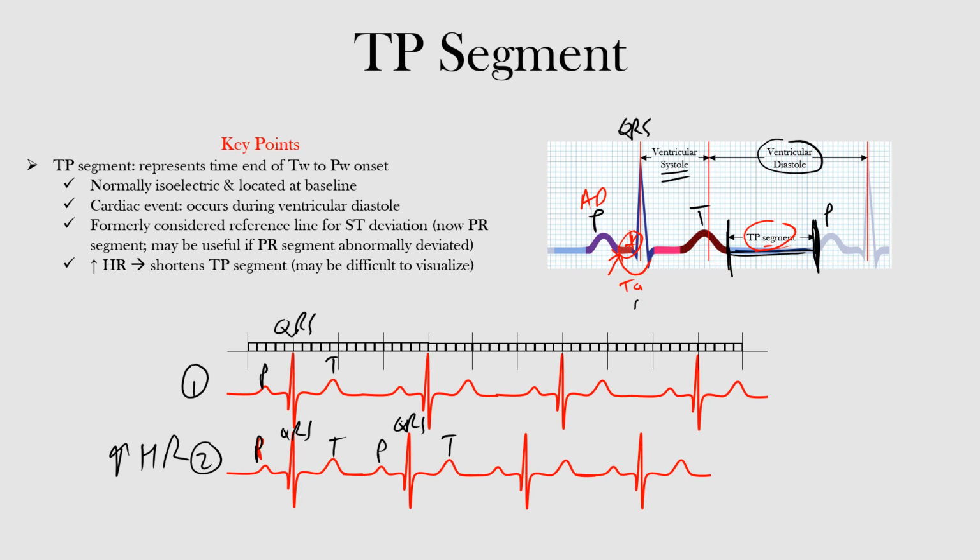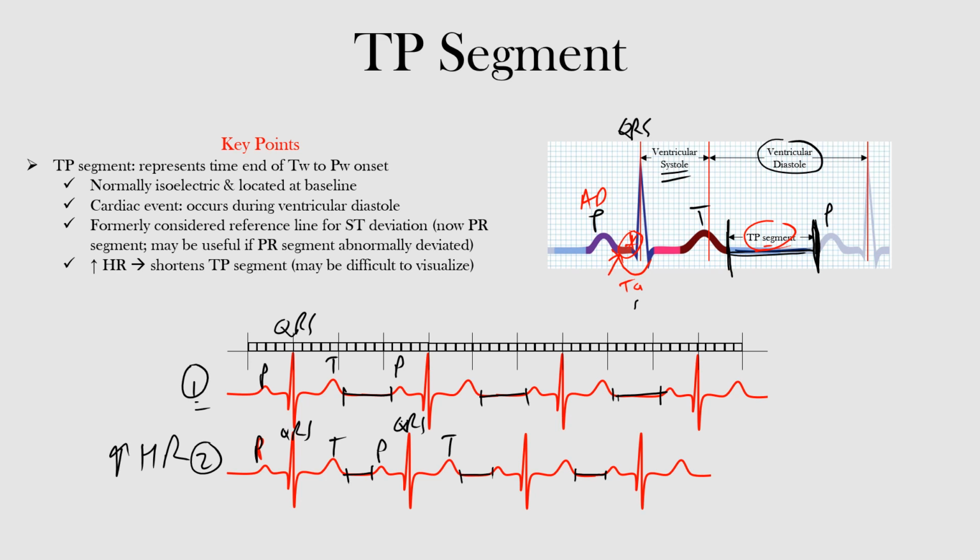So if we look at the TP segment, so this is our next P wave, it would be from here to here. Notice that it is longer in 1 than the one with the faster heart rate. Okay, notice the TP segment is longer here with a slower heart rate compared to that. Okay, so as our intervals shorten, so does our TP segment. So that's just something to be aware of.